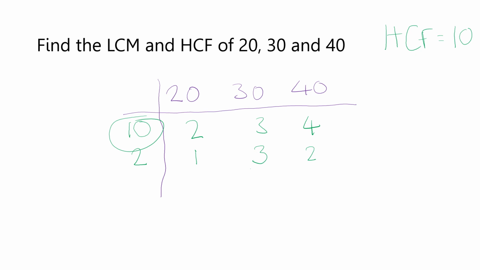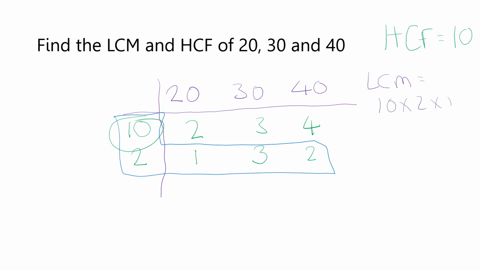So for the lowest common multiple, again, I'm just looking at that L shape. Remember, the highest common factor is not both those numbers down the left, it's just the one that went into all three. But for the lowest common multiple, I did need to keep going and take out any other common factors. So it's 10 times 2 times 1 times 3 times 2. What have we got? 20 times 6 is 120.